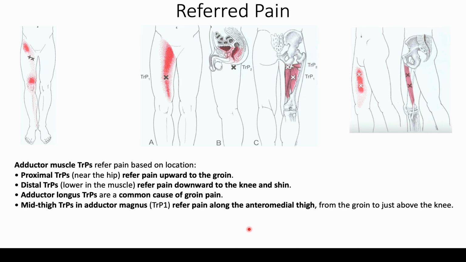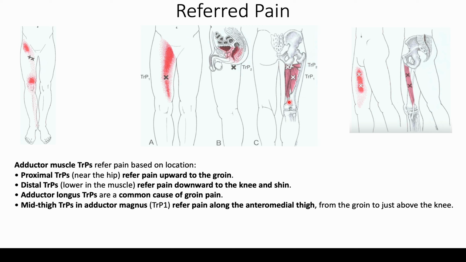So we're quickly going to go into the referred pain here. As you can see, the groin muscles can refer as far down as the knee and all the way up into the hip flexor. You can see in this direction, obviously they're going to be referring into the groin, but they can also refer inside, giving people pelvic floor pain as well.